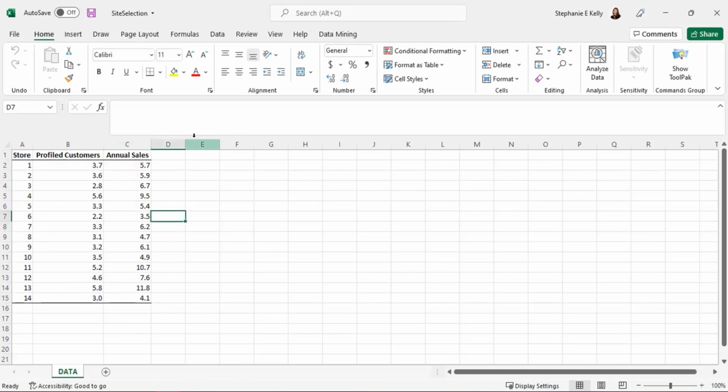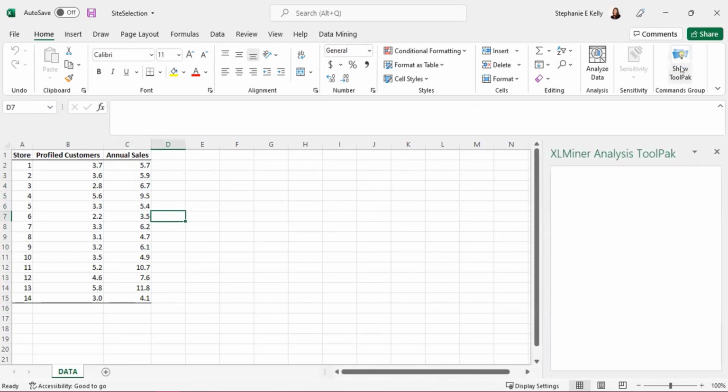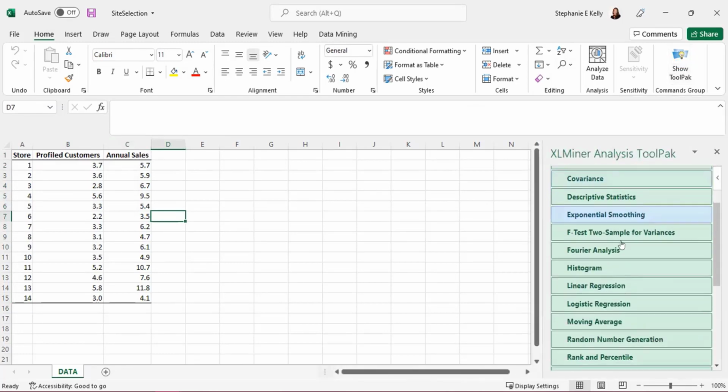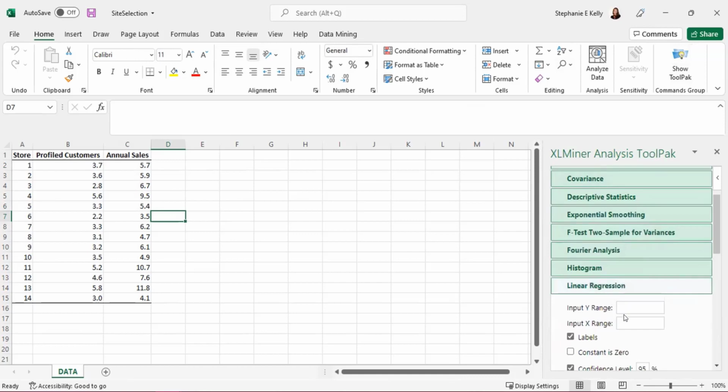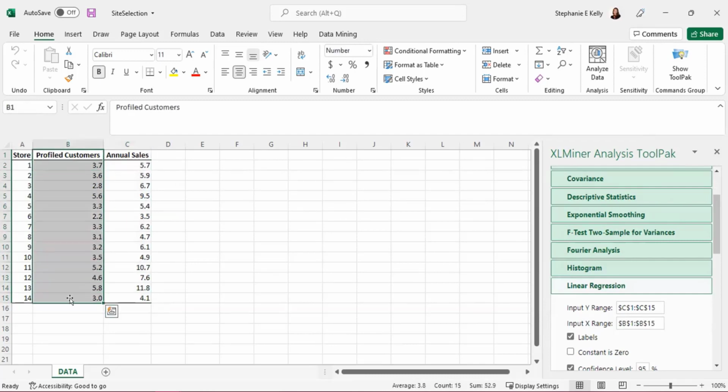To do that in Excel, we pull up our tool pack. We go down to linear regression for our Y range. And it's very, very important that we know which of our data represent Y and which is X. For our Y range, we want our dependent variable, the variable that we think is affected by the other variable. So for our Y range, I'm going to choose annual sales. And for our X range, I'm going to choose the profile of the customers.